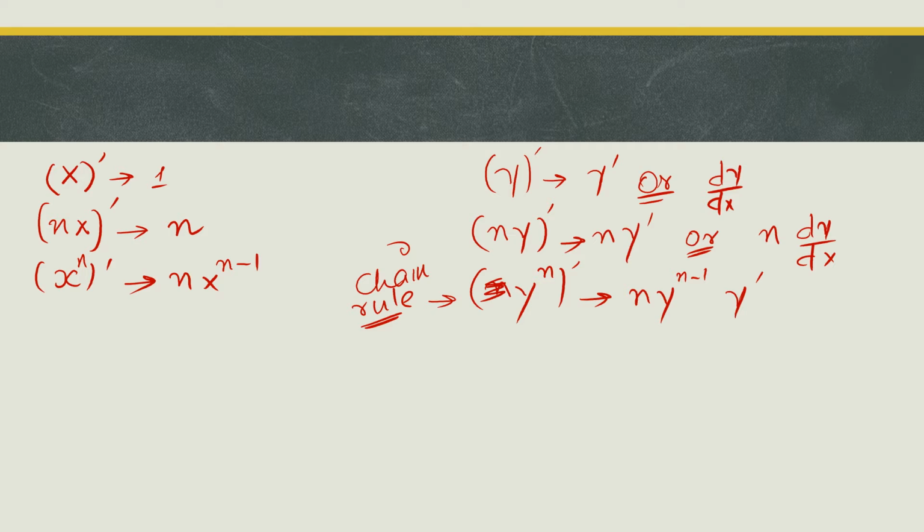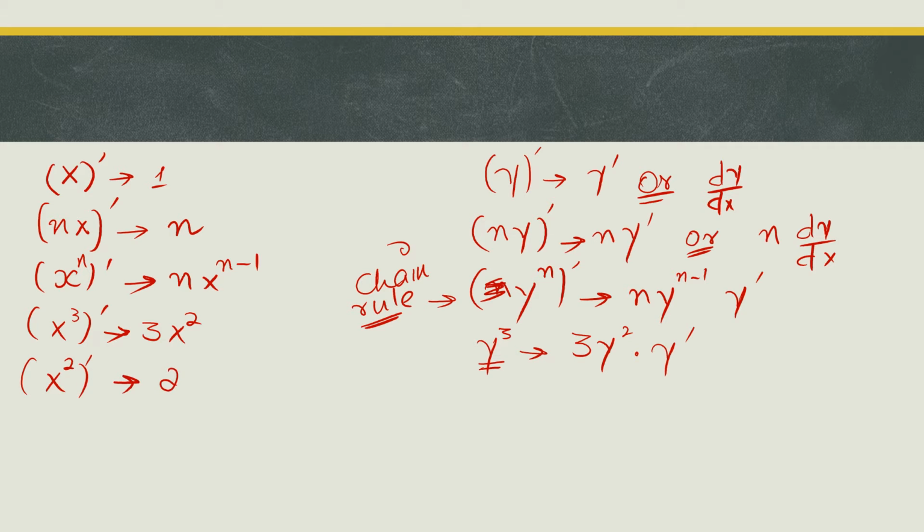Now, for example, you have x to the power 3. The derivative of x cubed will be 3x squared. But if you have y cubed, the derivative of y cubed will be 3y squared, same as we do for x, but after that, take the derivative of the inner function, that is y prime. Similarly, if I have x squared, the derivative will be 2x. But the derivative of y squared will be 2y and then y prime. So don't forget this y prime when you take the derivative of y.